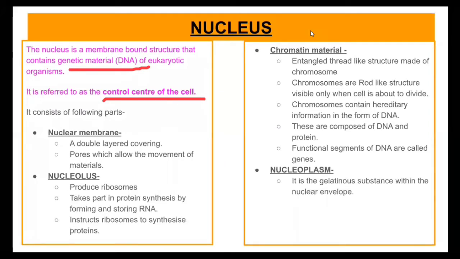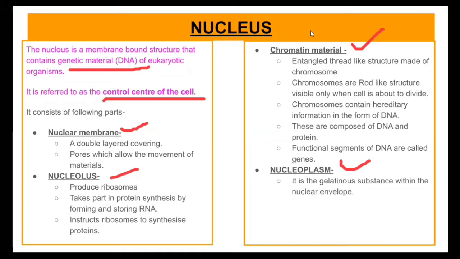It consists of these following parts: nuclear membrane, nucleolus, chromatin material, and nucleoplasm. Nuclear membrane is the outermost layered covering, double layered covering of the nucleus. Then there are pores in it. These pores are called nuclear pores, and these pores allow the movement of the material inside and outside the nucleus. Then nucleolus, very important part, although it does not have a membrane. It is not a membranous part.